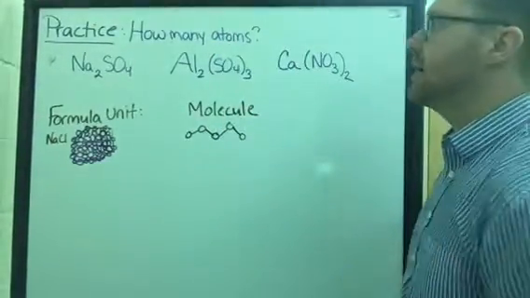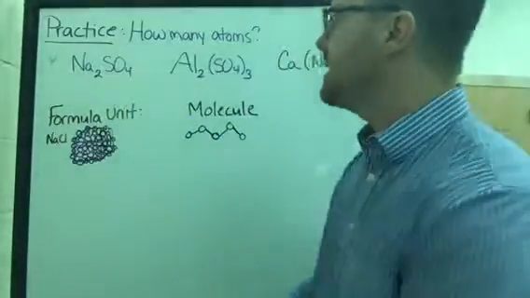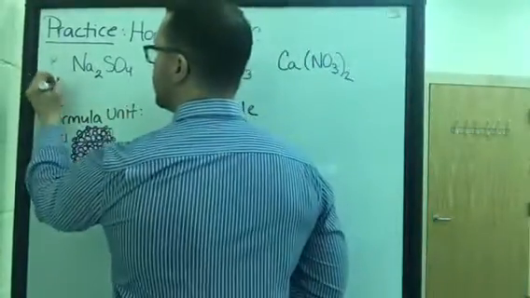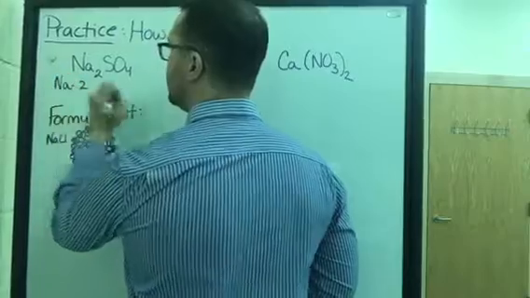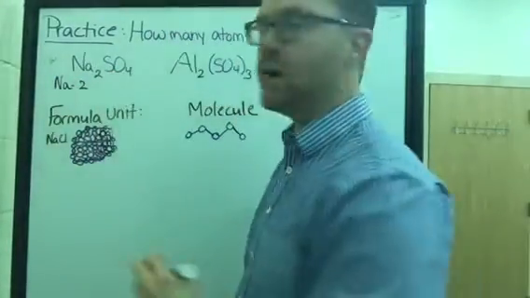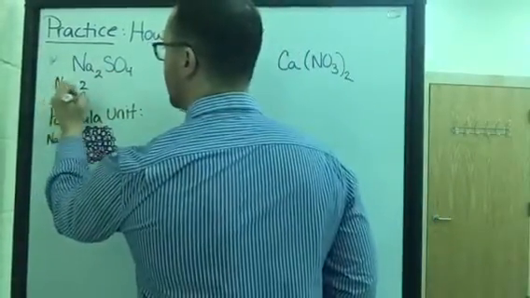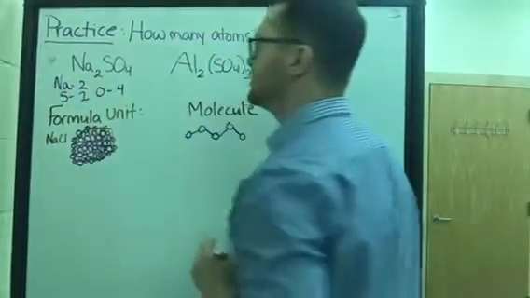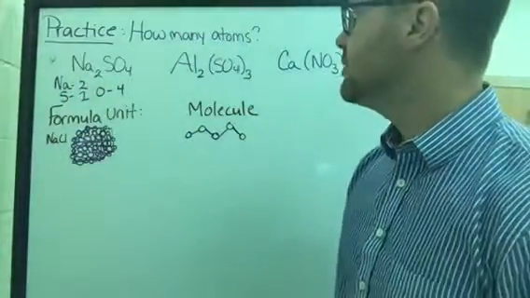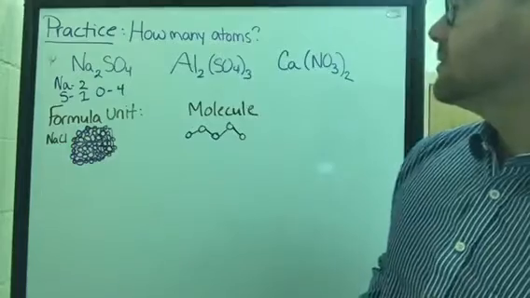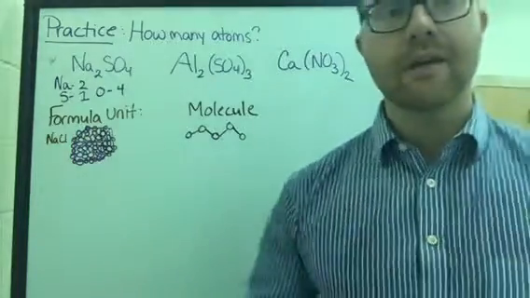Welcome back. Let's try it. So in here, how many atoms do I have? Well, I have sodium, I have 2 atoms, I have 1 sulfur, and I have 4 oxygen atoms. So that gives me a total of 4 plus 2 plus 1, that's 7 atoms.